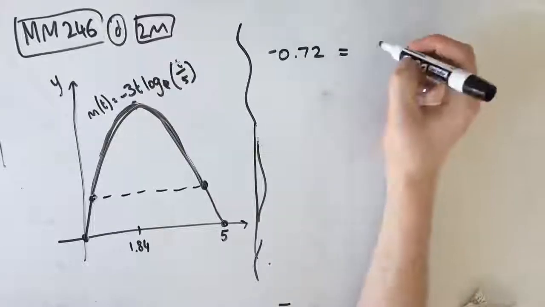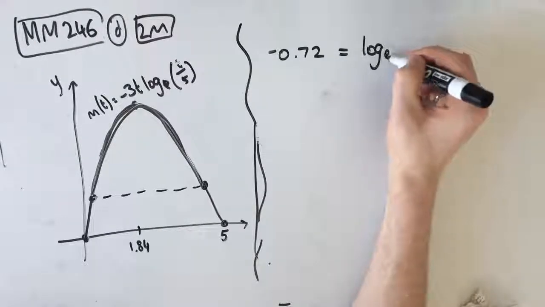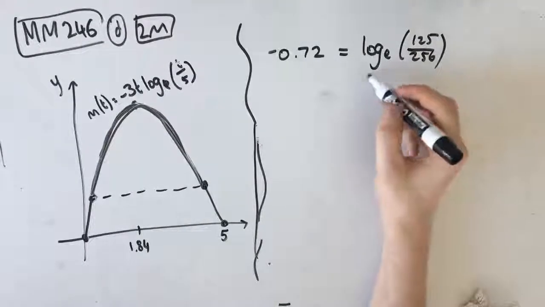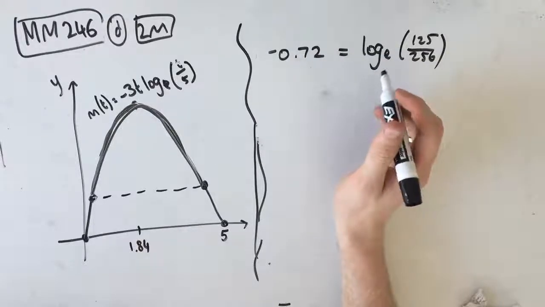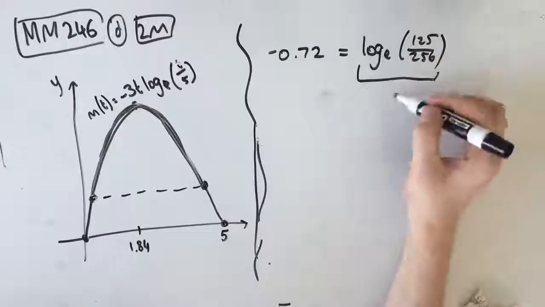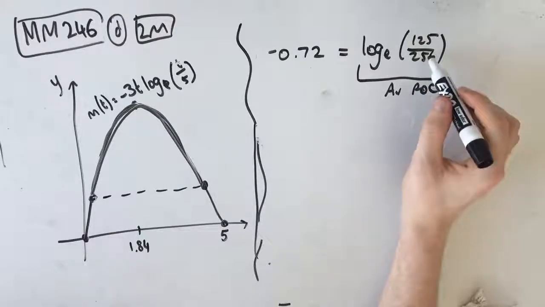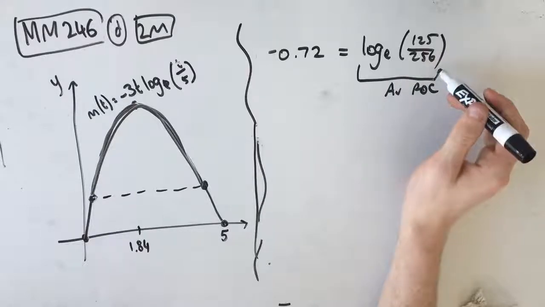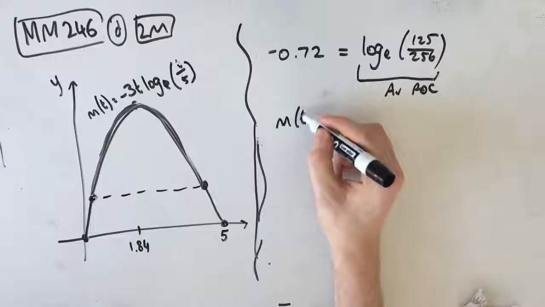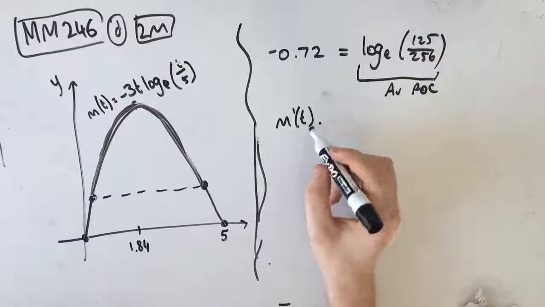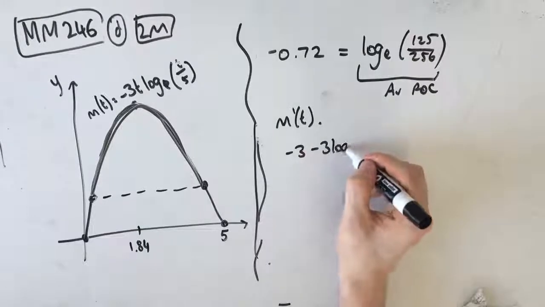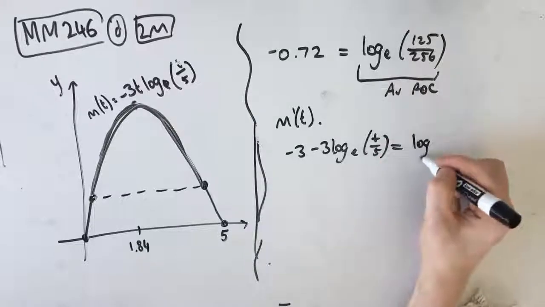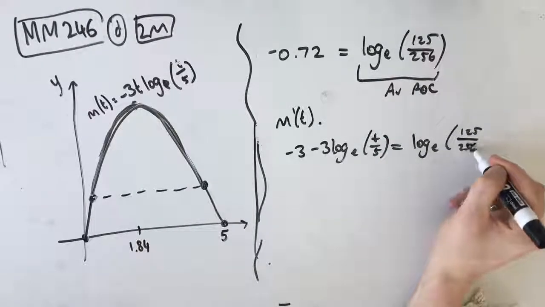Now in your CAS, if you put that in, you would have actually got as an exact answer log e of 125 over 256. So we're going to use this for now so that we don't have any rounding errors at the end. So we know that this is our average rate of change, and we know that that's equal to our instantaneous rate of change at TA, right? So our instantaneous rate of change is our gradient, which is m dash of t, okay? We know that m dash of t is equal to -3 take 3 log e of t on 5, because we found that before. And so we know that that is equal to log e of 125 on 256.